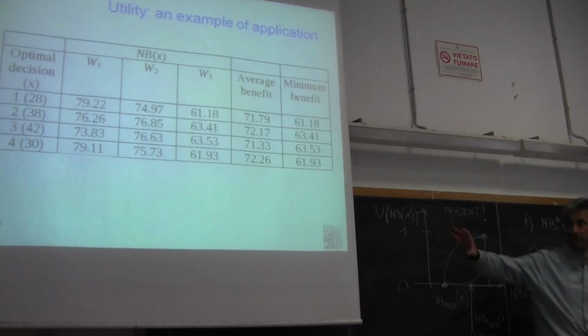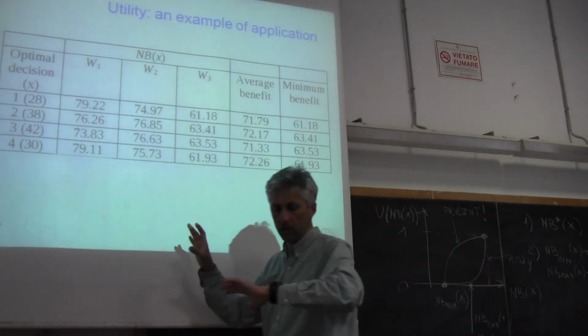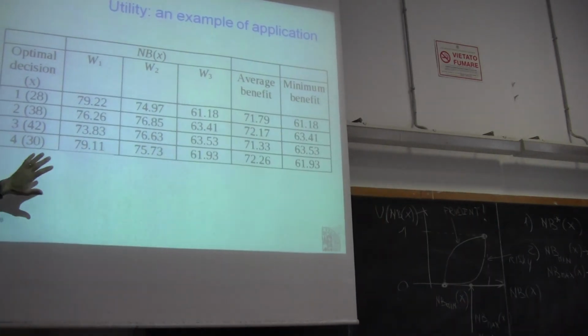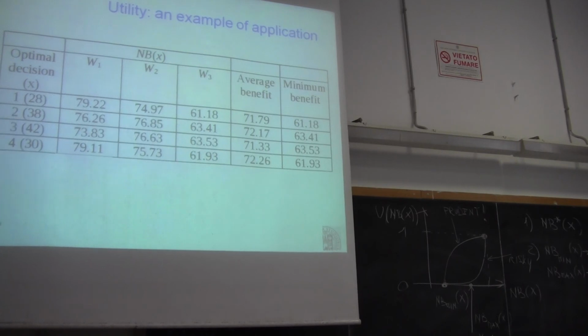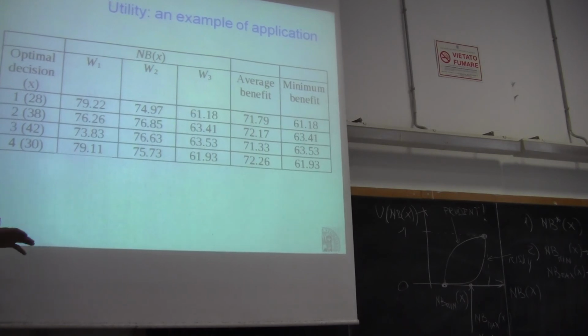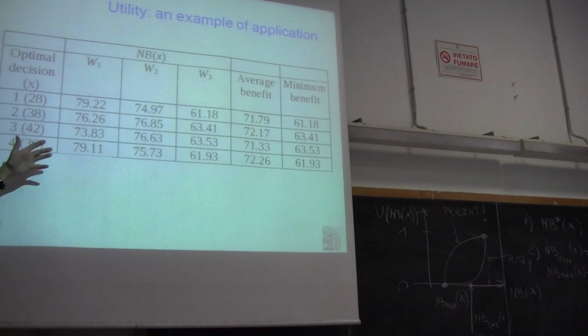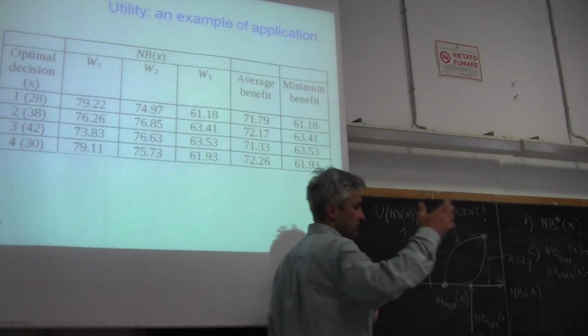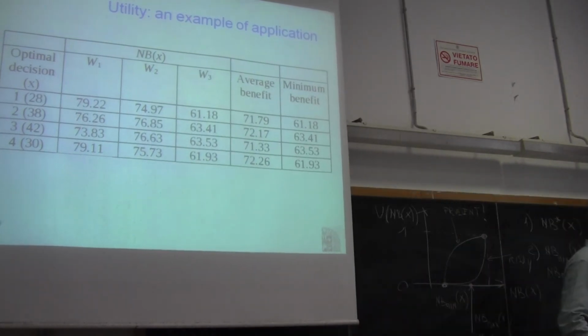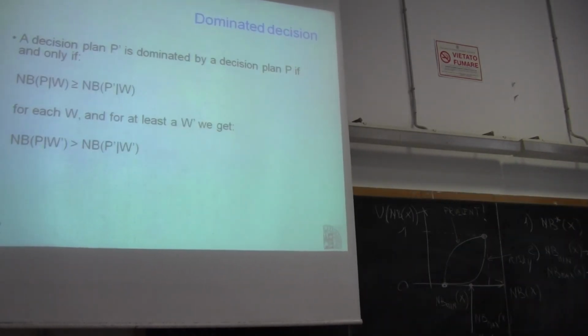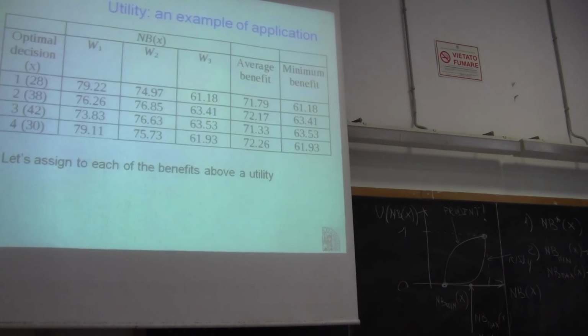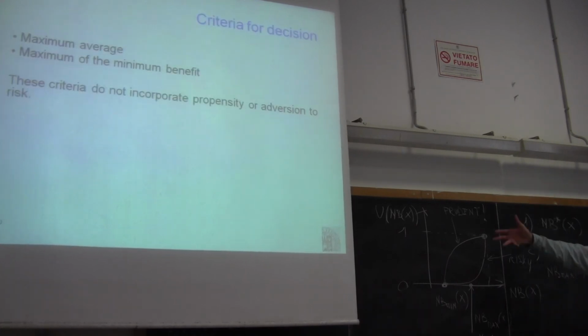Okay. And now, what are these benefits? Let's suppose that I consider only these four decisions. These benefits are all the possible outcomes in terms of benefits that I can get. So I can use utility theory now to give a utility to each of them. And let's suppose that after the interviews, after the consultation, you end up with, this slide says that you can take the maximum average or the maximum of the minimum.